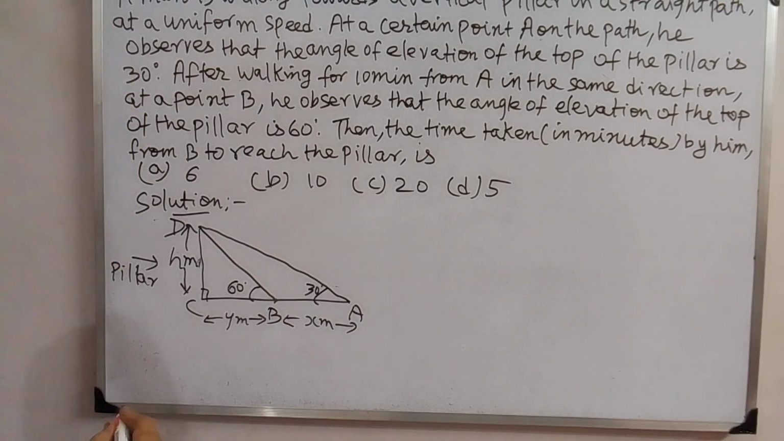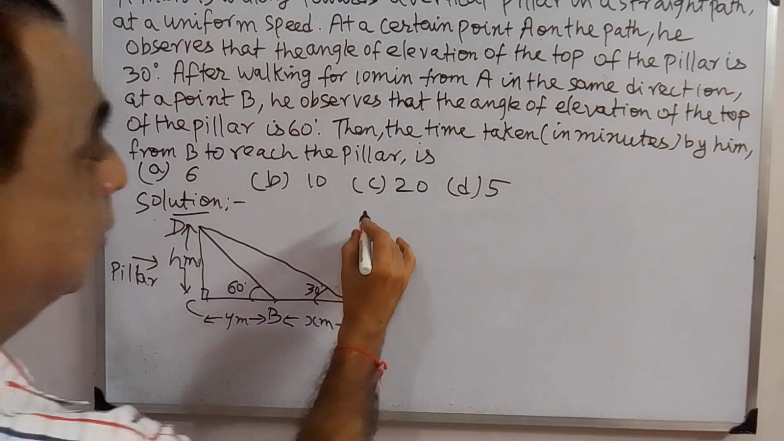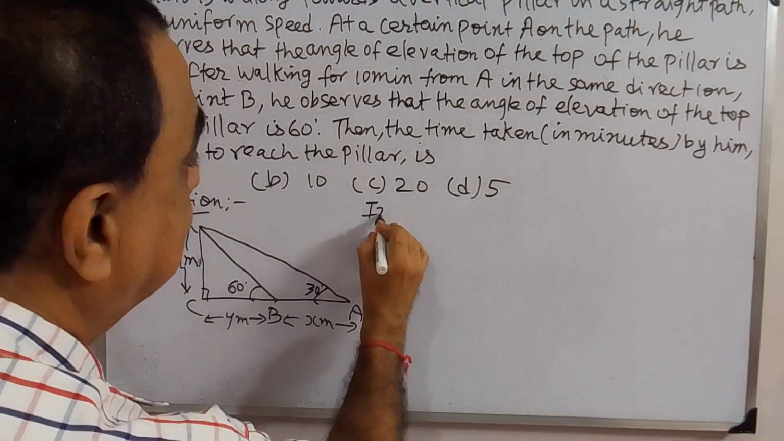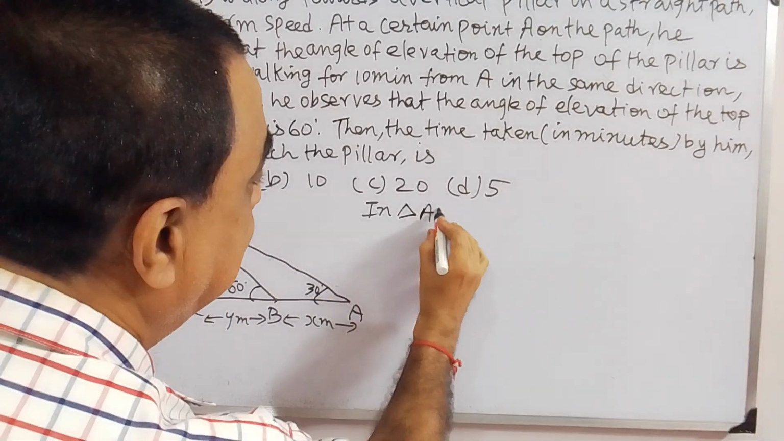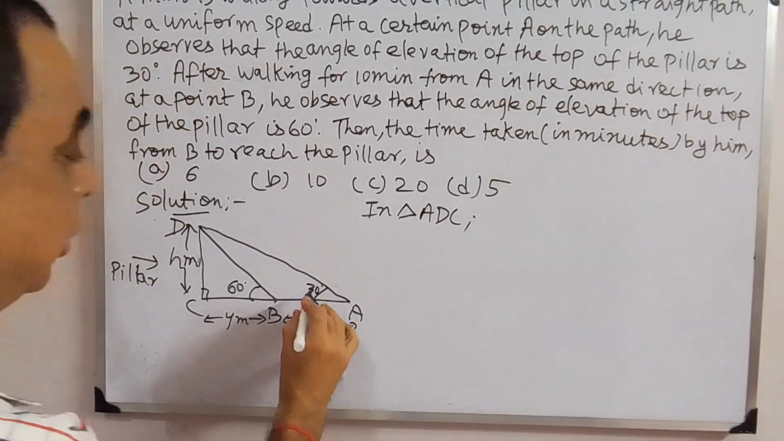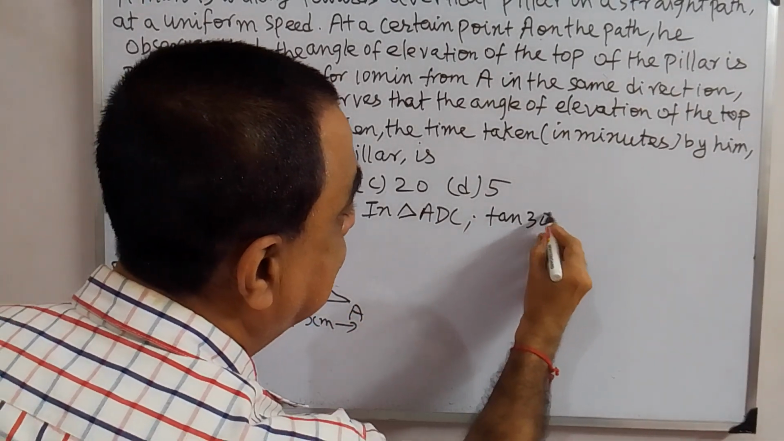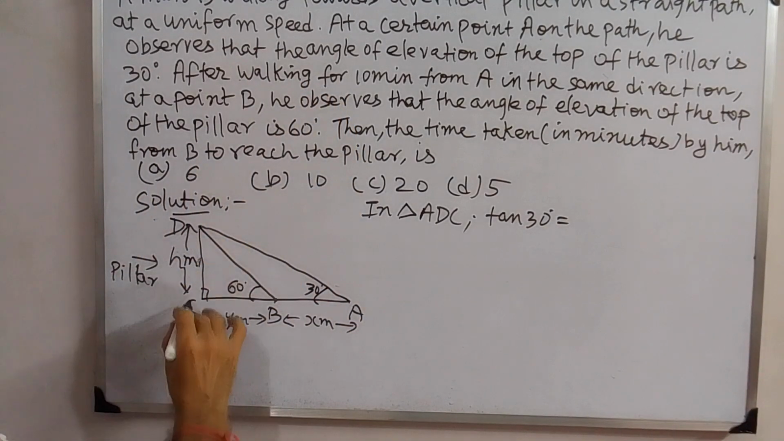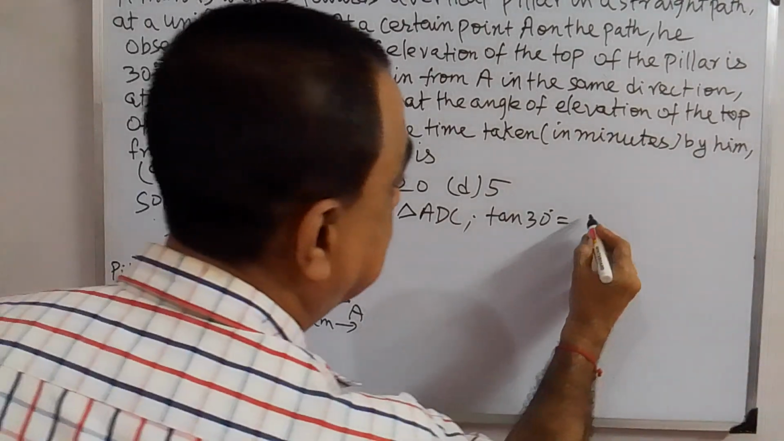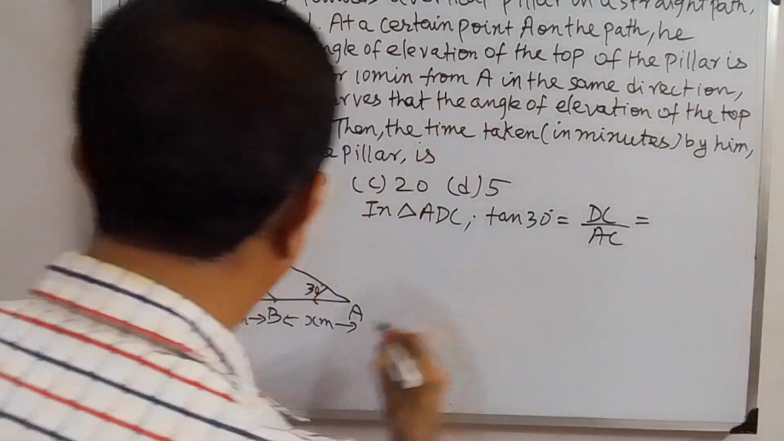Now I am taking the triangle ADC. In triangle ADC, tan 30 degrees will be perpendicular by base. That means DC by AC. DC by AC. So DC is what?